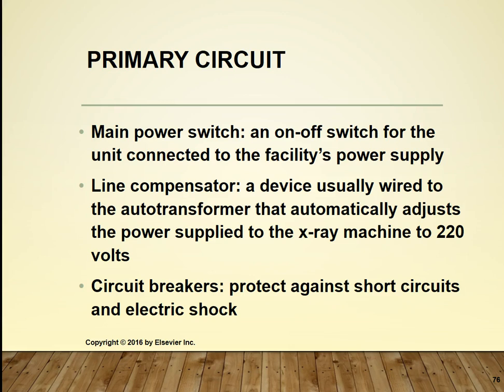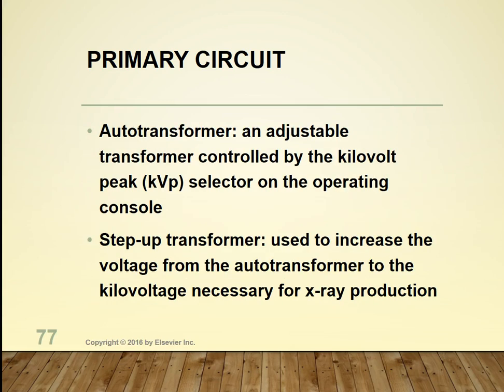Okay, so all of these things are part of the primary circuit because that's the main power. So the other parts of it, we've already talked about the auto transformer, but it is an adjustable transformer controlled by the kVp selector on the operating console. When you select a kVp setting, you control that transformer. And as we talked about earlier, the transformer operates on the principle of self-induction.